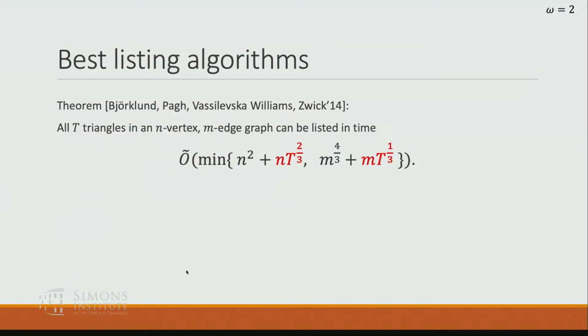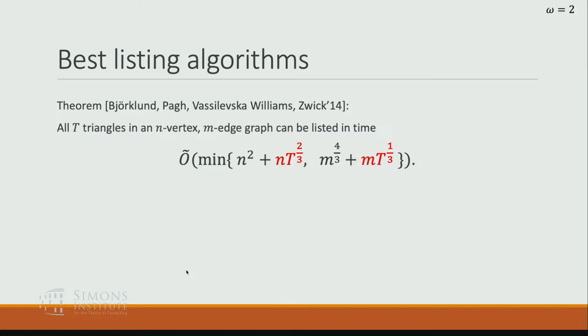The running time can be expressed in 2 ways, either in terms of n or in terms of m. In terms of n, the running time is n squared plus n times t to the 2/3. This n squared part is inevitable in that sense, because in a dense graph, we actually need to read n squared input edges.